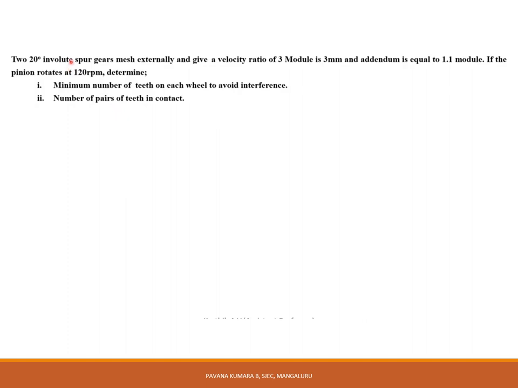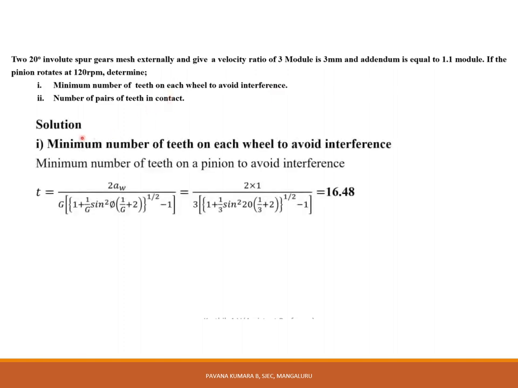First problem. Two 20 degree involute spur gears mesh externally and give a velocity ratio of 3. Module is 3 mm and addendum is equal to 1.5 module. If the pinion rotates at 120 rpm, determine the minimum number of teeth on each wheel to avoid interference, and the number of pairs of teeth in contact. Solution. First find the minimum number of teeth on each wheel to avoid interference.